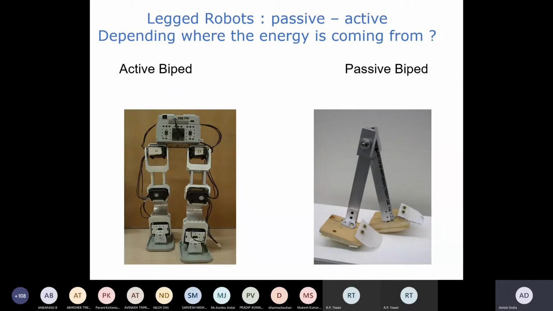These two groups are based on the energy requirement. For example, when the biped is moving forward, do you have to give it energy? If you have to give it energy, then it is called an active biped. So the robot on the left side is an active biped, and it has motors in the joints, and these motors give it energy, and the robot moves forward. To move forward, to do work, you have to give it energy, right?